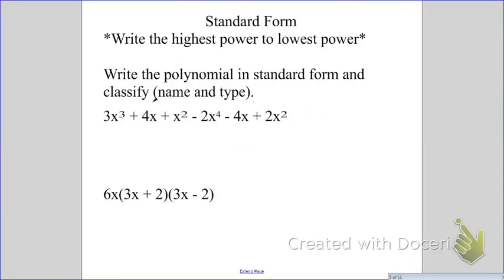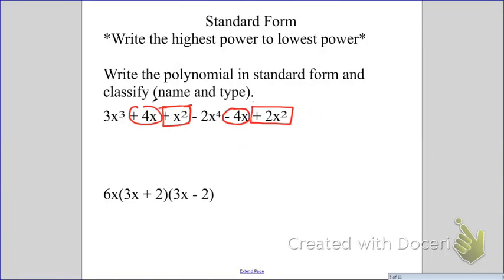Now sometimes we're not ready to actually look and name things because they're not in standard form. Standard form polynomials are always written from highest to lowest based upon the powers. In order to do that for the first example, we're going to have to combine like terms. The first like terms I see are a 4x and a negative 4x. The next set I see is a plus x squared and plus 2x squared. The last two terms have a 4 and a 3 for their power, so they are not like terms.